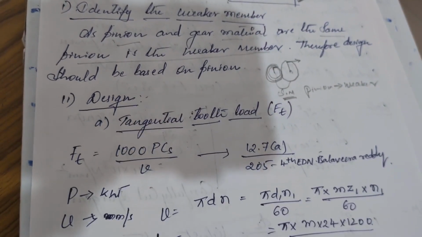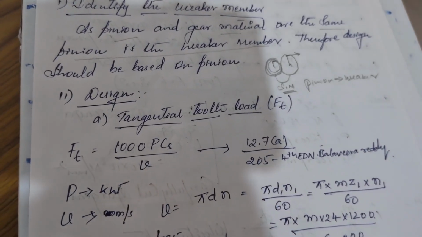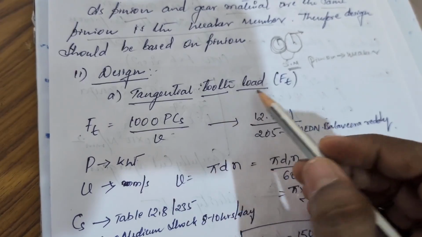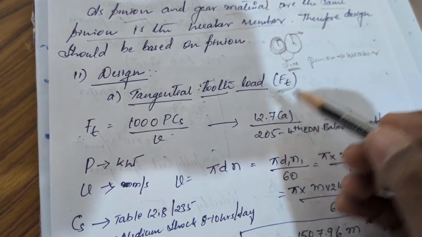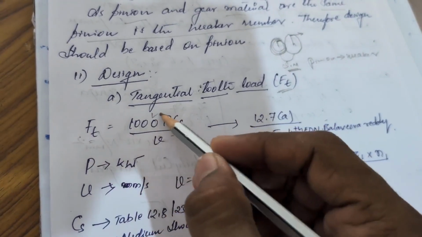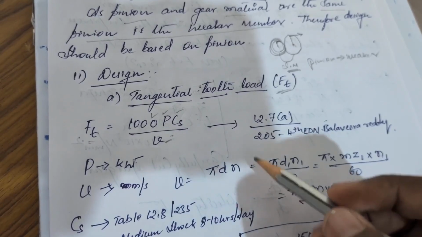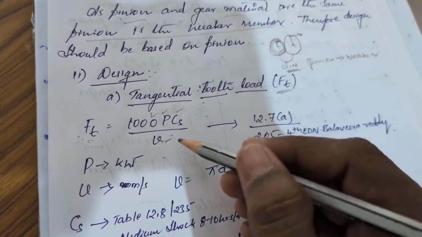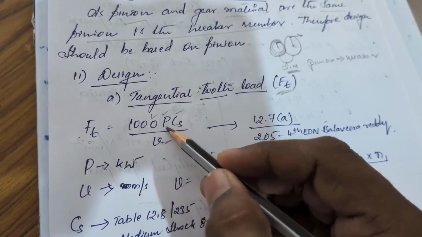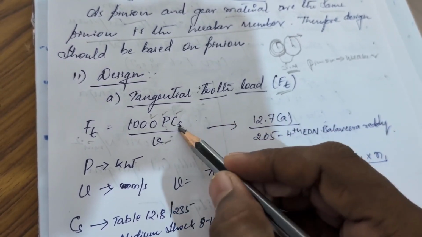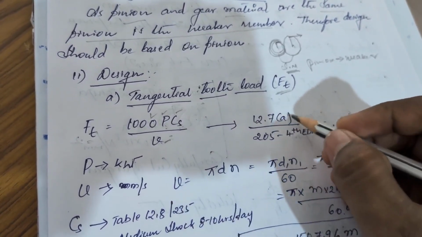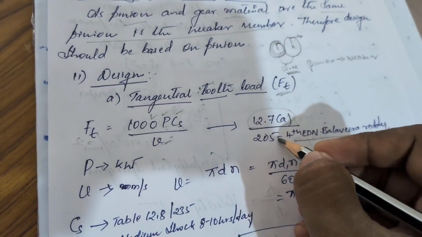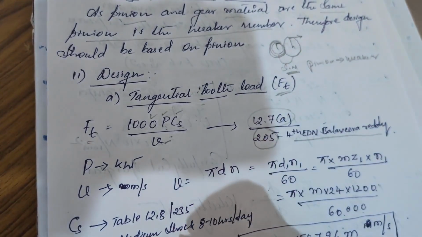Next step in the design process of the pinion is, first we need to calculate the tangential tooth load. So tangential tooth load, I will give it as Ft. So Ft is equal to 1000 P Cs by V, where V is the velocity in meter per second, P is the power in kilowatt, and Cs is the service factor. Which I have taken from equation 12.7a from the 4th edition data handbook, Balveer Reddy, page number 205.